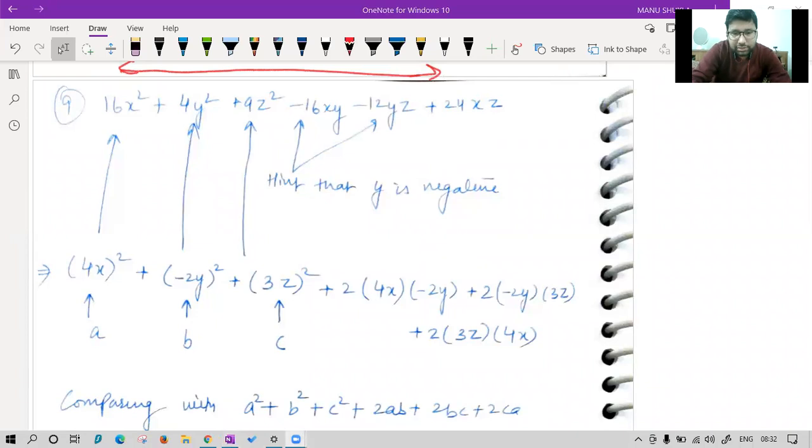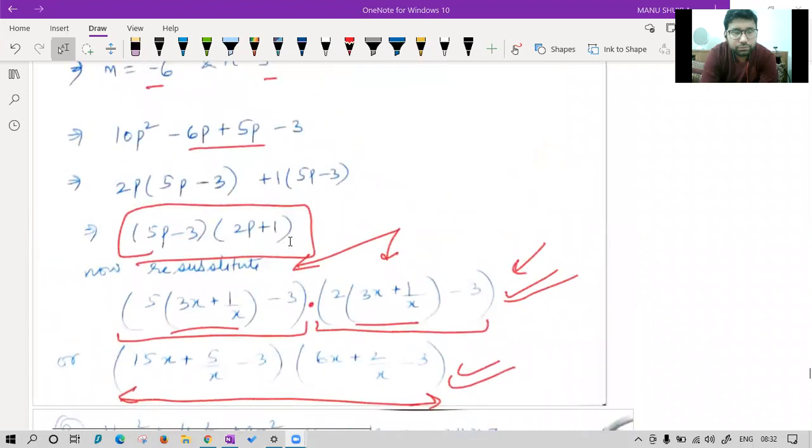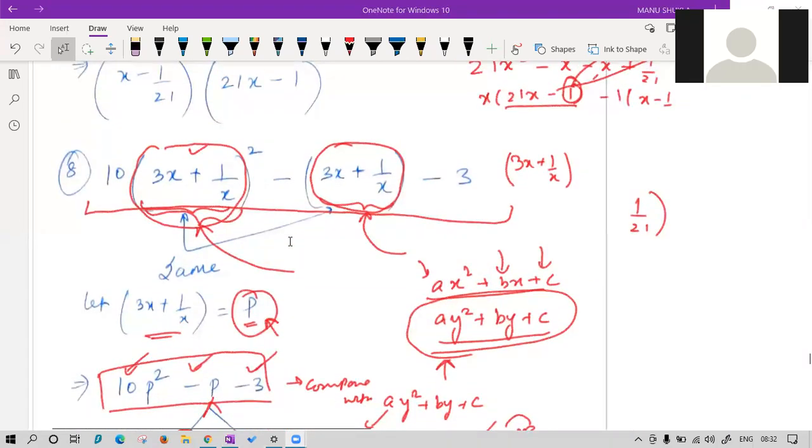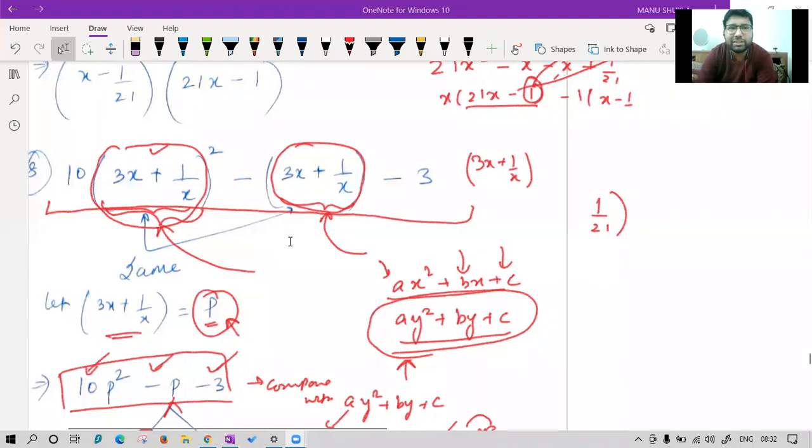The last two questions are very easy, just based on the identity. Yes, Utkarsh, beta. Yes, sir. In the eighth question, what I did was 3x square plus 1, I took LCM in the bracket. Okay, and that means you made it 3x square plus 1. And the denominator you had x.